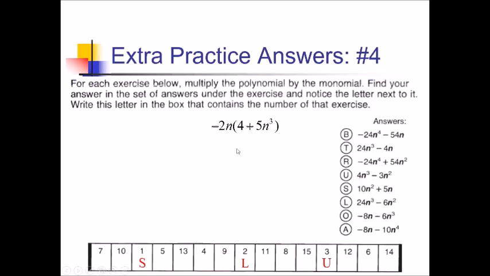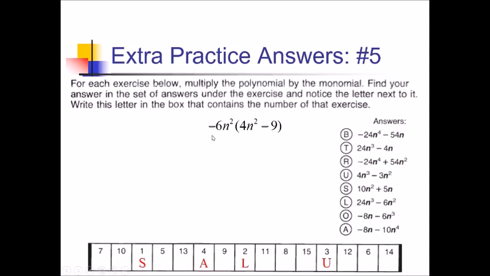For this one, we're distributing negative 2n to all that stuff. So negative 2n times 4, that's going to be a negative 8n. Negative 2n times 5n cubed, well, negative 2 times 5 is negative 10. And then n times n cubed, adding the exponents, that's going to be n to the 4th power. So looking for negative 8n minus 10n to the 4th, that's A right there. So that's going in box 4.